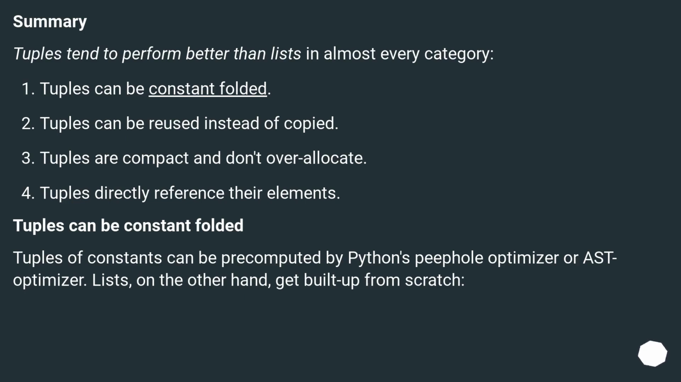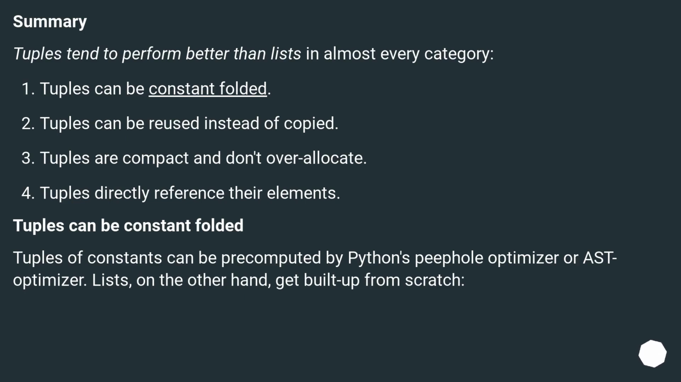Summary. Tuples tend to perform better than lists in almost every category. Tuples can be constant folded. Tuples can be reused instead of copied. Tuples are compact and don't overallocate. Tuples directly reference their elements.